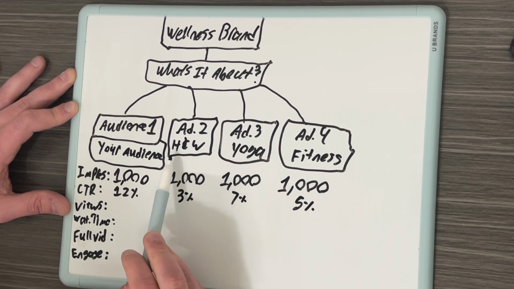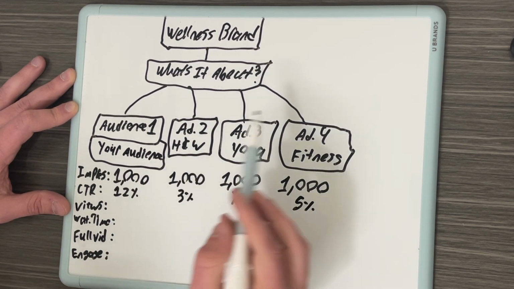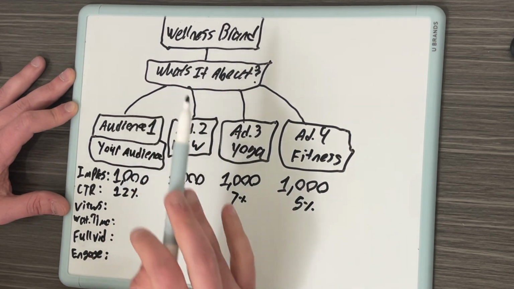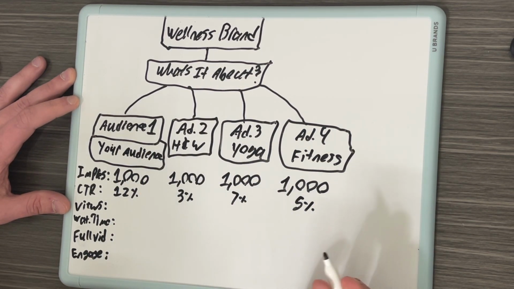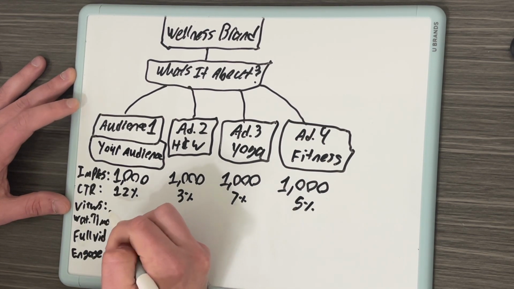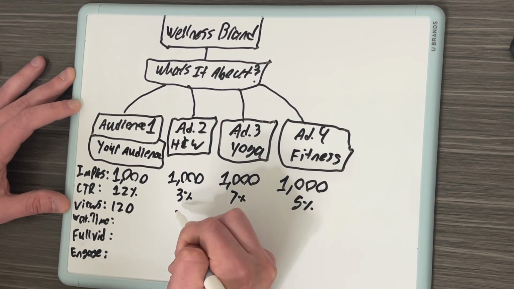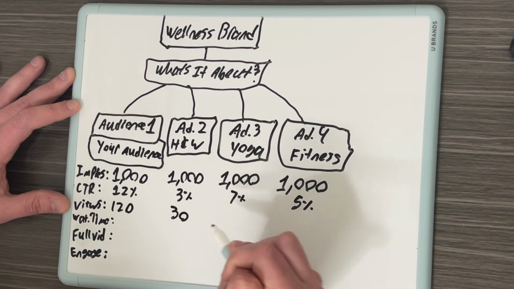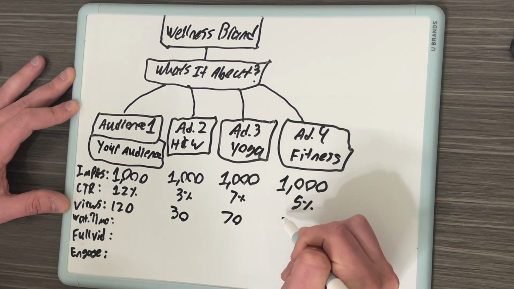You have people who are interested in health and wellness, yoga, and fitness. So things all relevant to a health and wellness brand posting about the benefits of stretching. To get the views, all you've got to do is just multiply these together. So you're going to get 120 views here. You're going to have 30, 70, and 50.